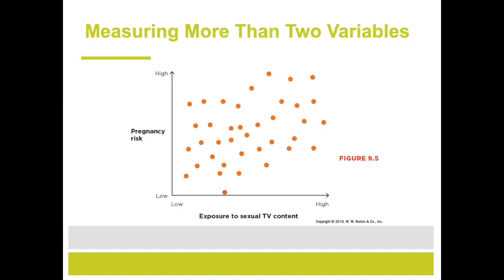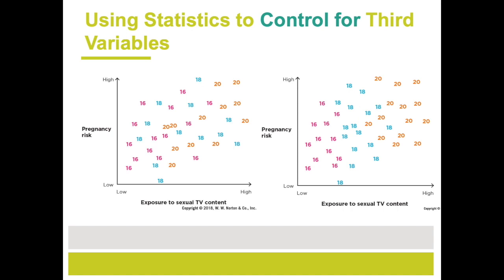So consider this example. Pregnancy risk and exposure to sexual TV content. Just looking at raw data, it looks like there's a relationship. As you are more exposed, your pregnancy risk goes up. But consider 2 different situations. One that's probably more realistic, where age is related to both pregnancy risk and exposure to sexual TV content. So 16-year-olds are less likely to get pregnant and have less exposure, 18s more, and 20s even more.